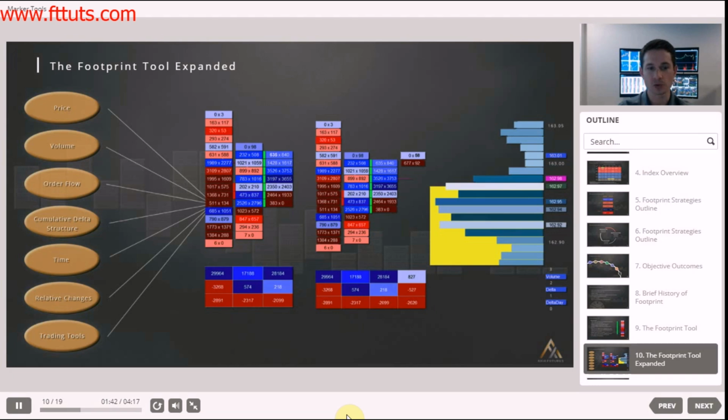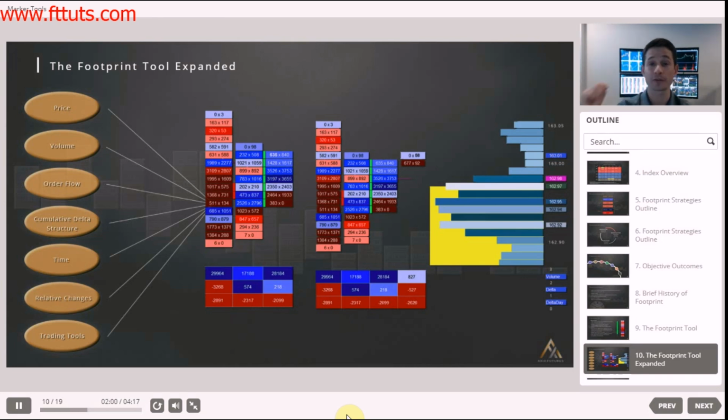Now these 2 numbers simply represent the interaction at the price. On the left side of the box, we can see what the sellers have sold at that price. On the right side, we can see what the buyers have bought at that price. The X in the middle simply differentiates between the two.